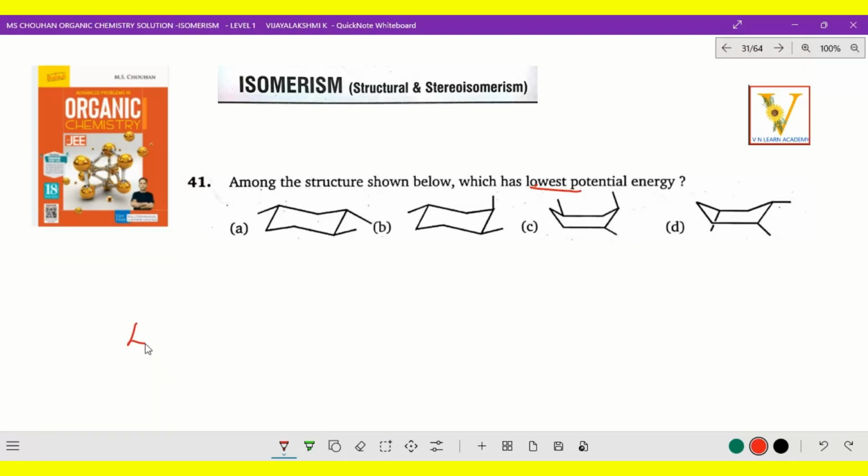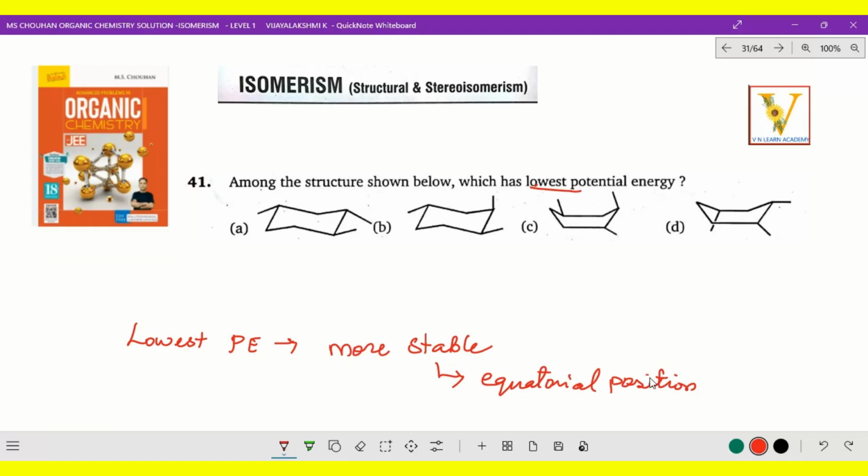Lowest potential energy means the more stable structure, right? So how do we identify the more stable structure? By the equatorial position only. I have already given the idea about the equatorial position in previous videos, right? So let us check which is the equatorial position and which is the axial position.